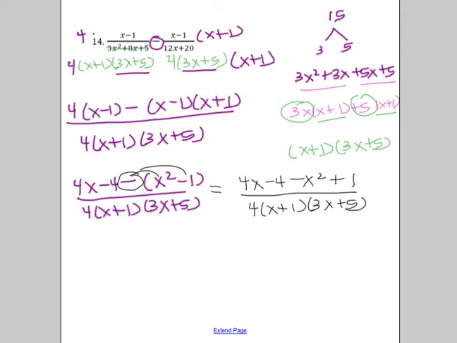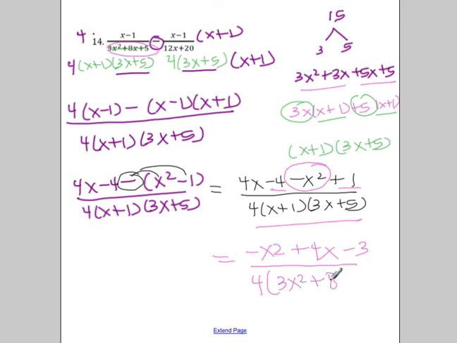And then I would combine my like terms. I know I have a negative x squared. Then I would have plus 4x. And then I have negative 4 plus 1, so minus 3, all over my denominator of 4. And I know what this piece foils out to. It's going to be what is right here under the denominator originally, so I will leave it as 3x squared plus 8x plus 5. And this is a negative x to the second, not negative x times 2, just so we're aware.